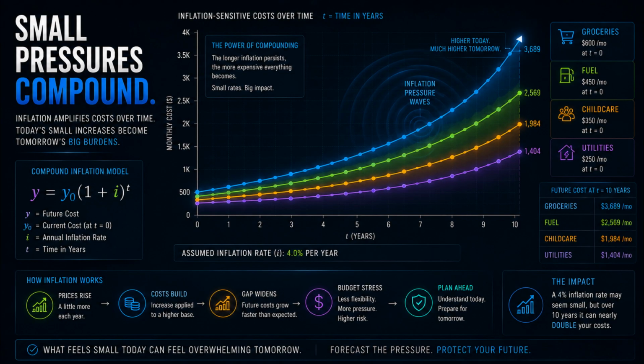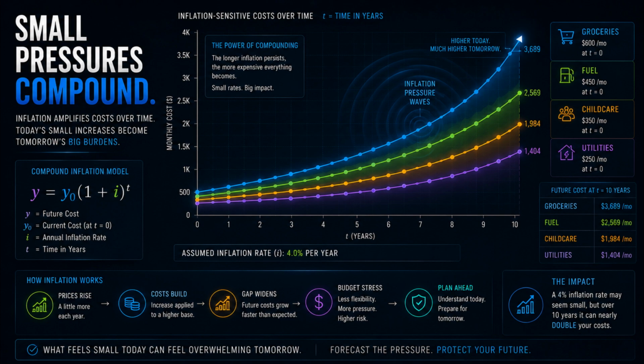Some variables are especially sensitive to inflation. Examples include groceries, fuel, childcare, utilities, insurance, repairs, and healthcare costs. These variables often do not simply rise by the same dollar amount every year. Instead, they may grow by a percentage. This means they compound. A basic inflation-sensitive model looks like this: y equals y naught, or y subscript 0, open bracket 1 plus I, close bracket, raised to the exponent t.